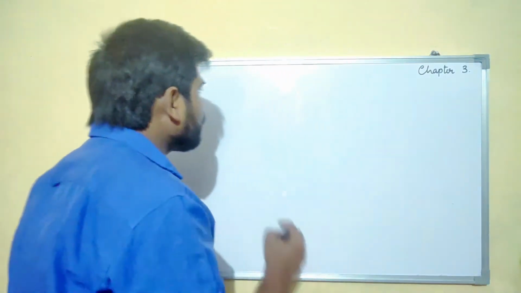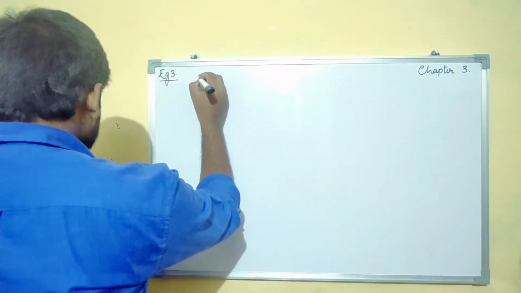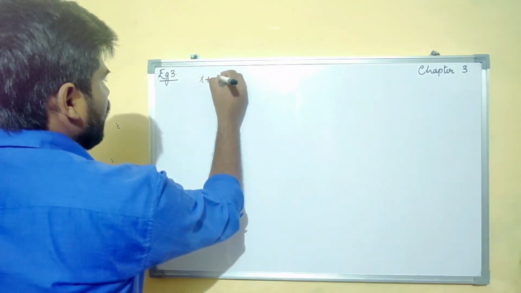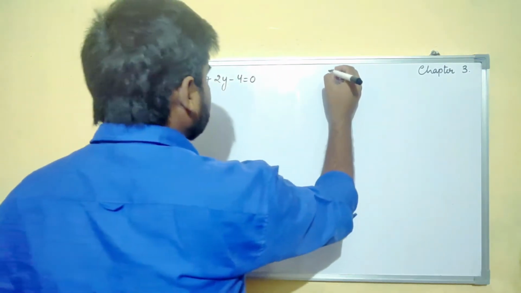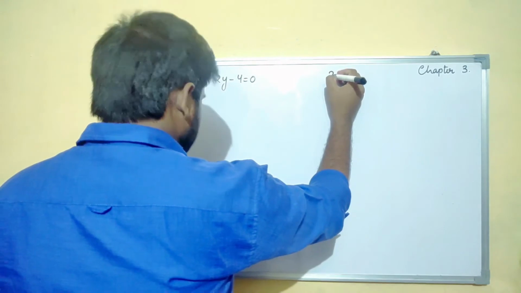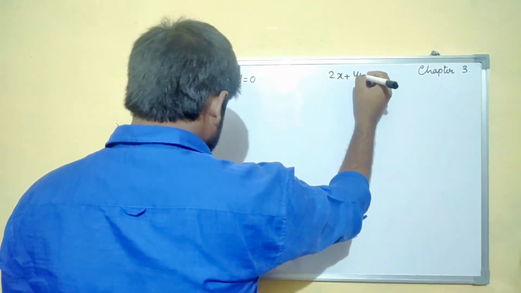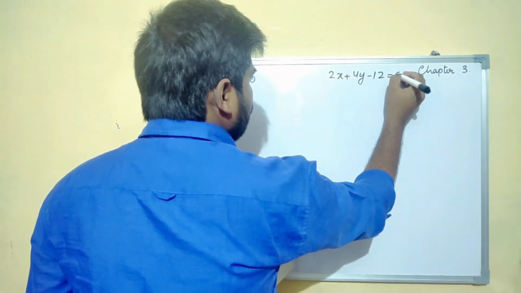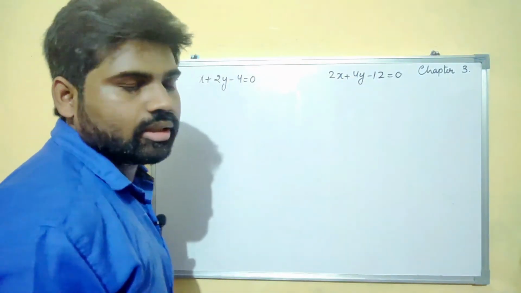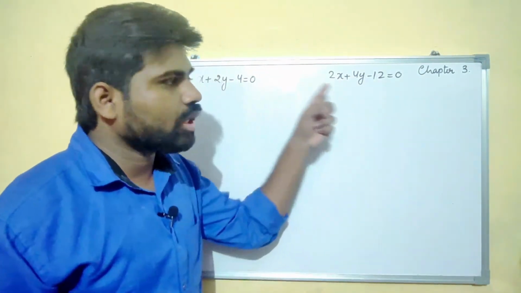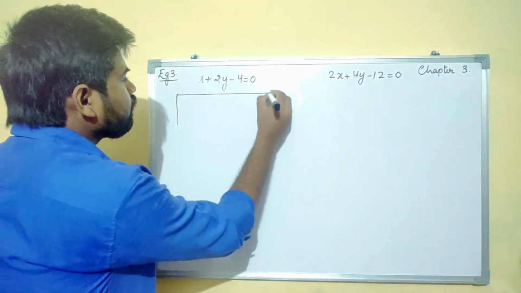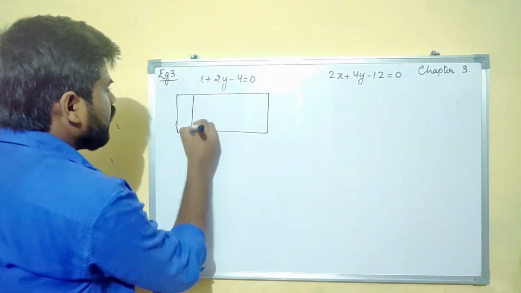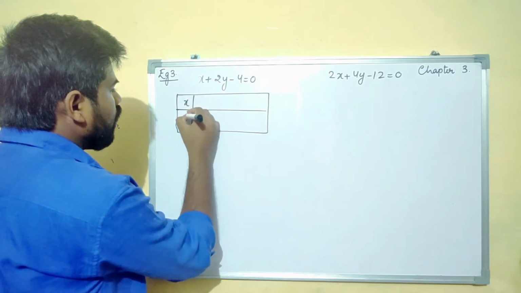I am writing the equations on the board. The first equation is x plus 2y minus 4 equals 0, and the second equation is 2x plus 4y minus 12 equals 0. Now we have to plot the graph for these two equations. You know how to find the points, right? Let us make a box, and this is your x and this is your y.